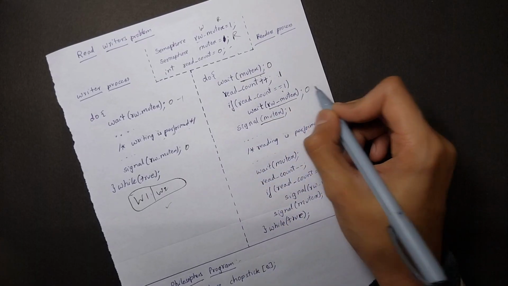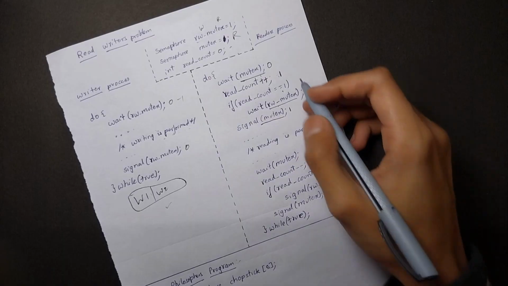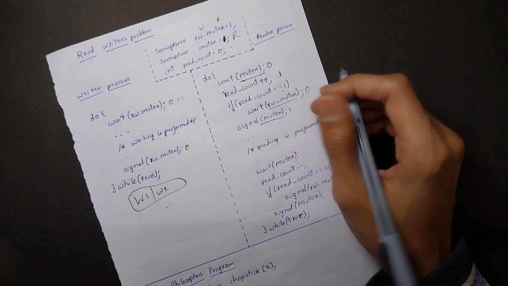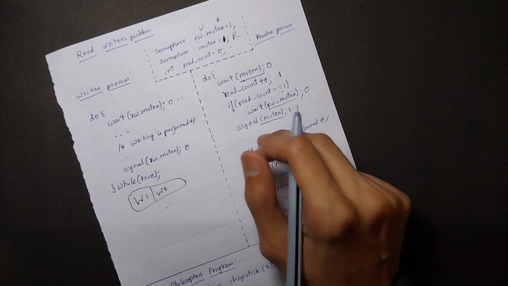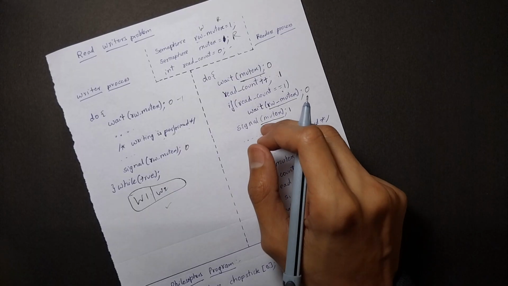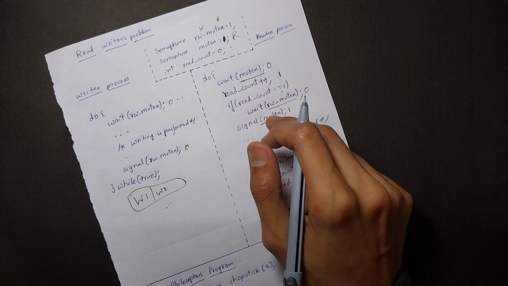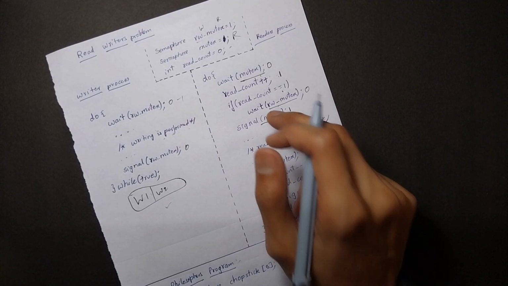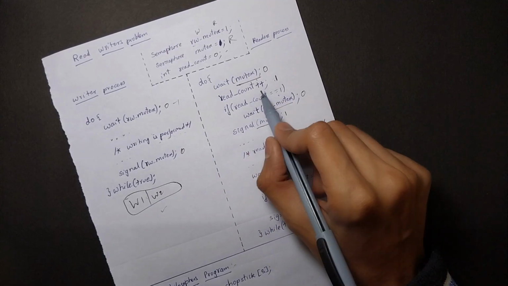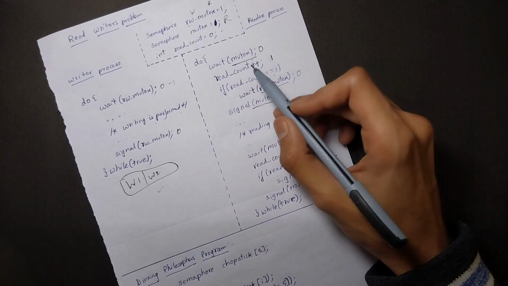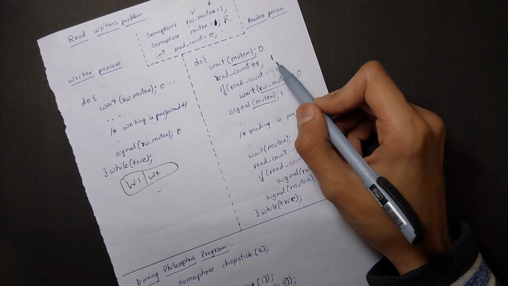So that is why we are using this RW mutex, so that the writer should not write while somebody is reading, and also the reader should not read while somebody is writing. But a reader can read when somebody else is reading. So that is why we use this read count. This way the read count is incremented.